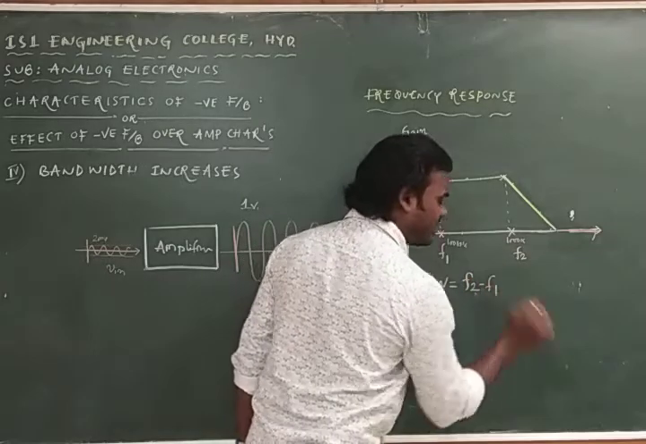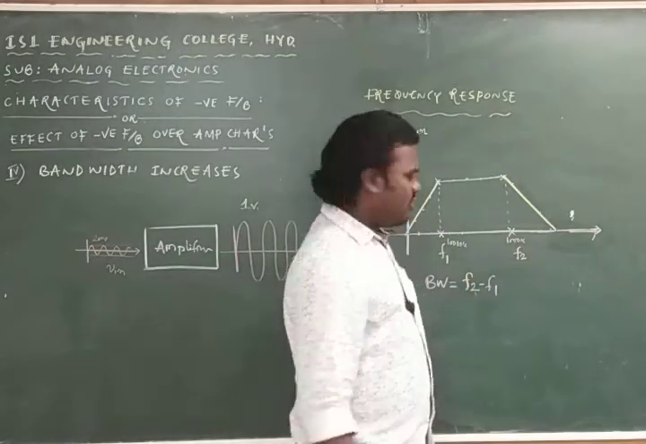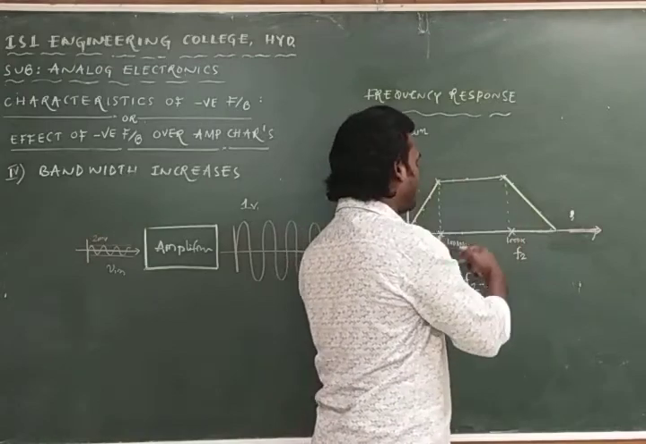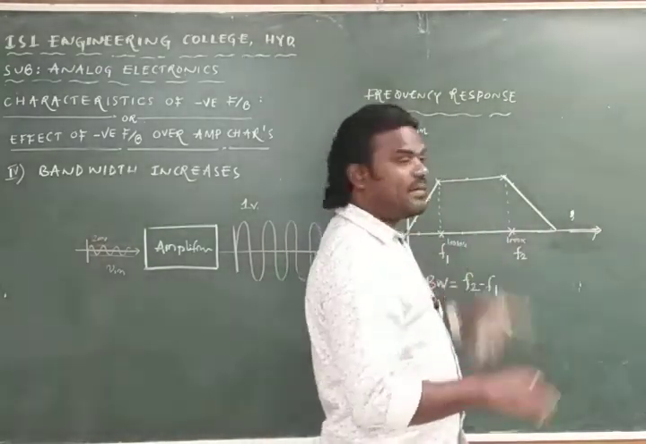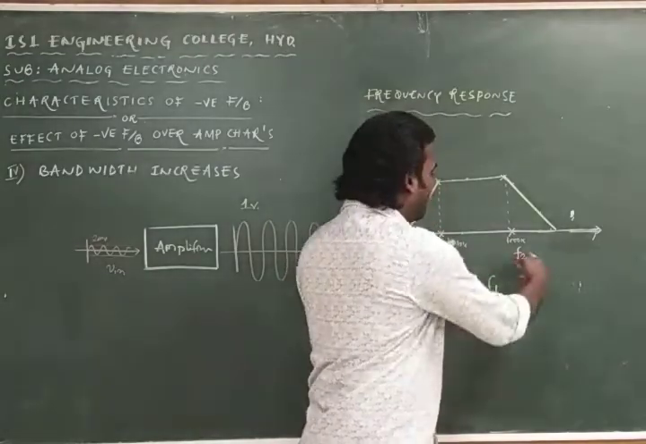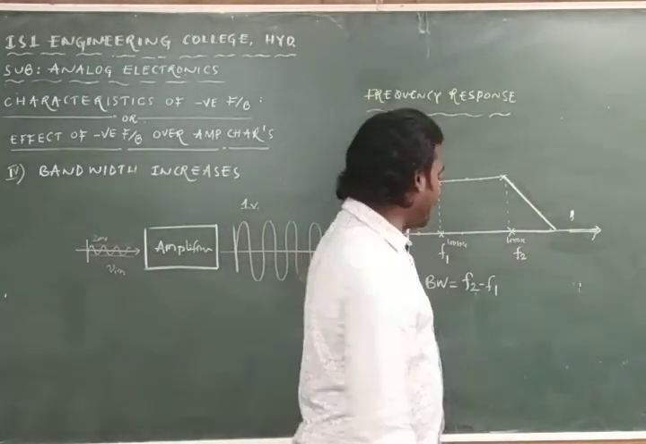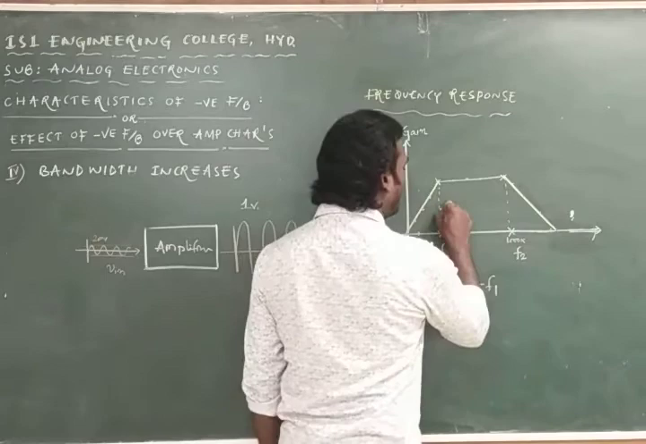F2 minus F1, the range of frequencies from 100 kilohertz to 1000 kilohertz. Gain is maximum and constant, and this range of frequencies over which the gain is maximum and constant is called bandwidth.